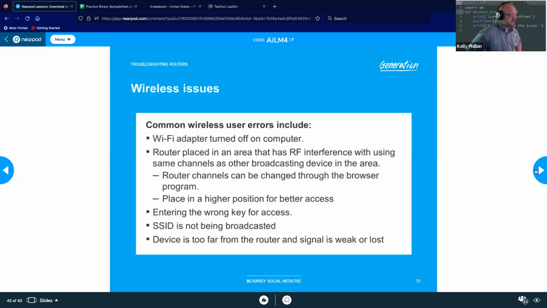The other one is entering the wrong passphrase or SSID, trying to connect to the wrong network. If you're in the office, you're trying to connect to the guest network rather than the actual office network, which causes issues there. And then they're too far from the antenna themselves, and the signal's too weak, so they have an intermittent connection, so they may need to move closer.